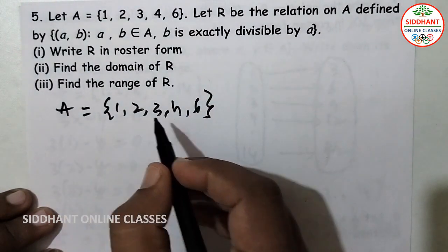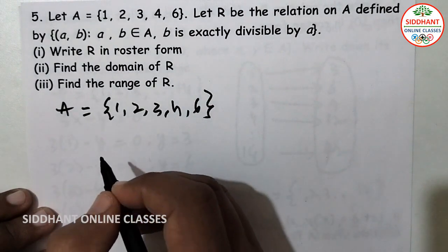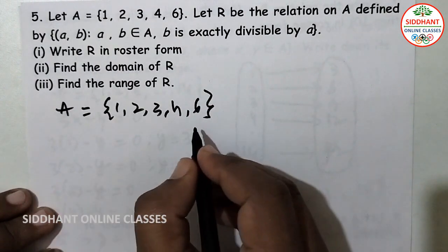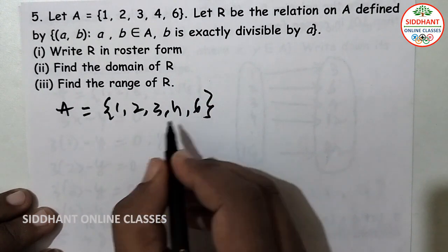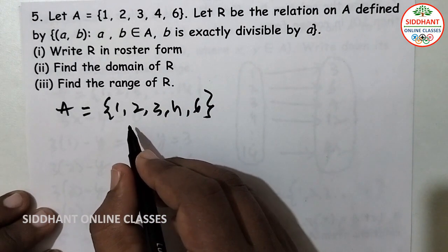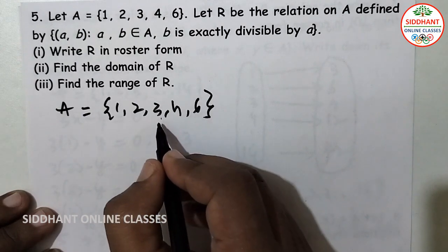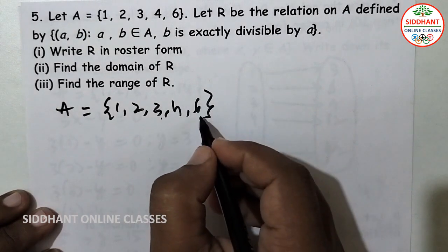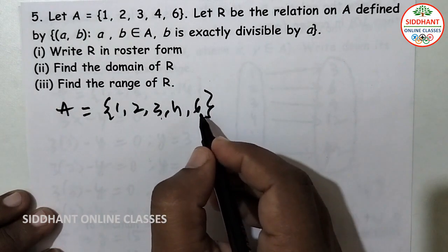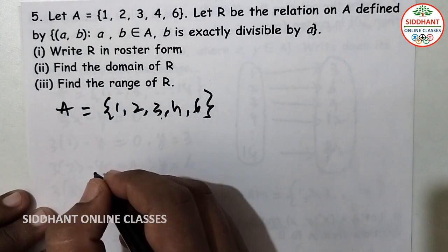So here 1, 2, 3, 4, 6 are exactly divisible by 1. So that will be first. Next 2, 4, 6 will be exactly divisible by 2 here. Next 3, 6 exactly divisible by 3 here, and 4 will be exactly divisible by 4, and 6 will be exactly divisible by 6 here. So we are going to write in a roster form here.